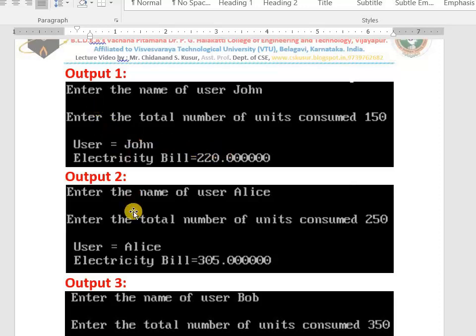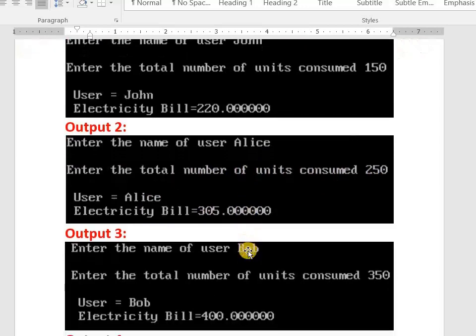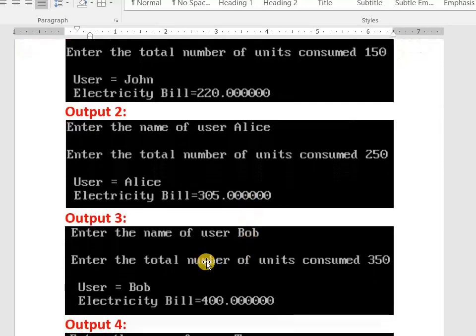Run the same program for the second time. Again enter the name of user, Alias, and the total number of units consumed. Purposely I entered in between 200 and 300, 250. Username is Alias and electricity bill is 305 rupees. I run the same program again with a different username, Bob. Units consumed in between 300 and 400, 350. Bob, electricity bill is 400.